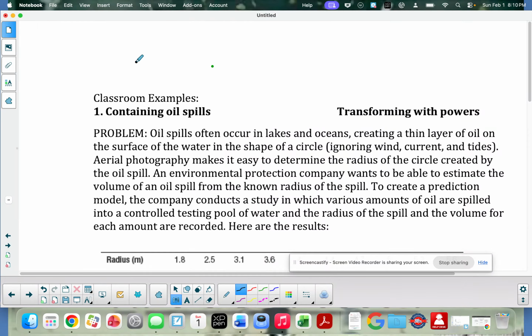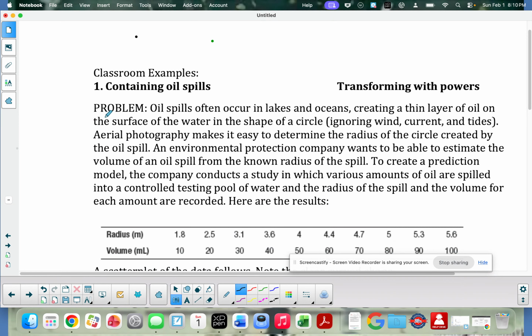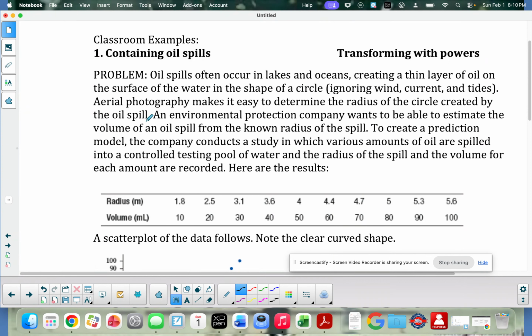Okay, so again, we're going to be writing a regression equation just like before. This is why it's so important, when you write the equation, to write your variables as words. It's much easier to talk about the transforming that way. Okay, so all the fluff, basically, we're looking at oil spills, and they're talking about estimating the volume from the radius, which is not really surprising. I mean, how else would you find the volume of something other than based on the radius if it's something that's circular?